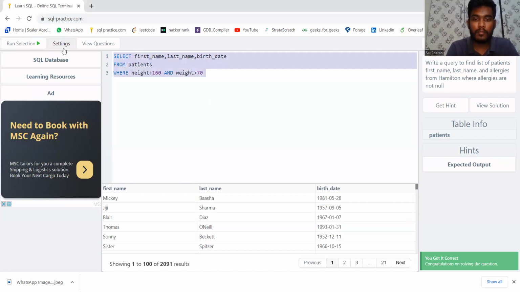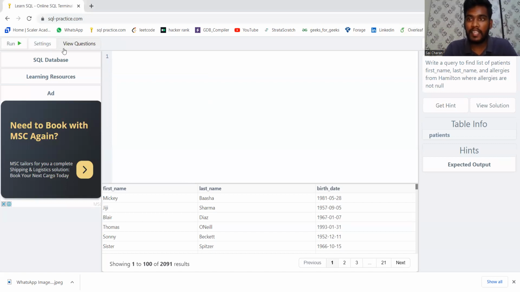Write a query to find a list of patients' first name, last name, and allergies from Hamilton, where allergies are not null. So again, select from where, from which table? Patients table, isn't it?